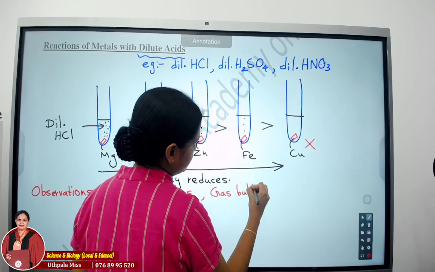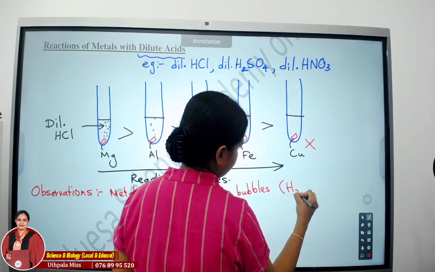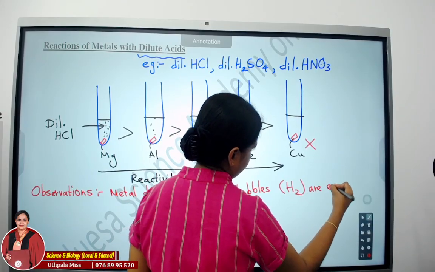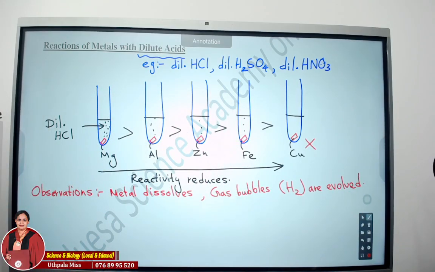What we see are gas bubbles, but we know that the gas is hydrogen. Gas bubbles are evolved.